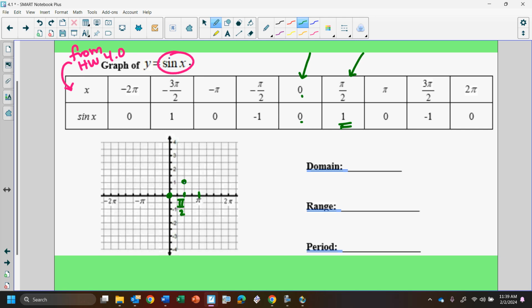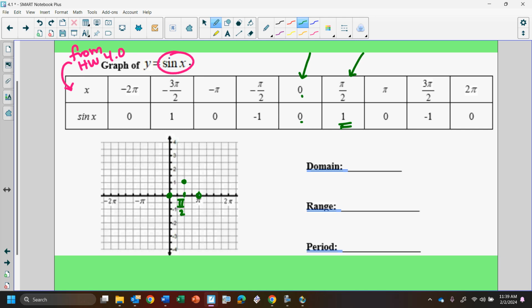The next point we have is pi at 0. Pi is at 0. I see pi on the x-axis. Up and down 0 would be right there on the x-axis. Looking good so far.